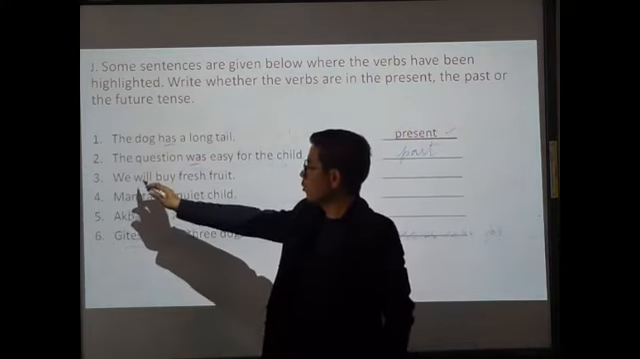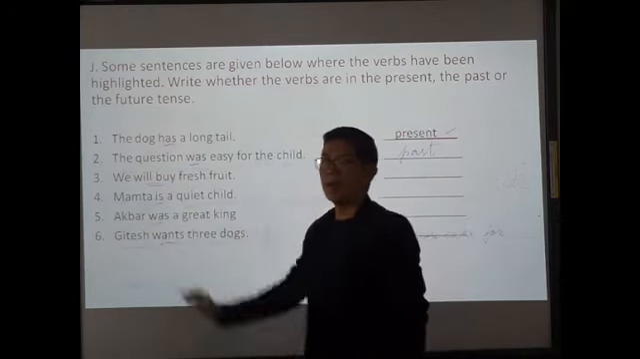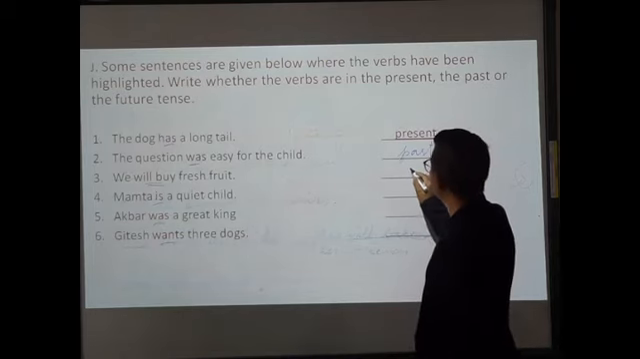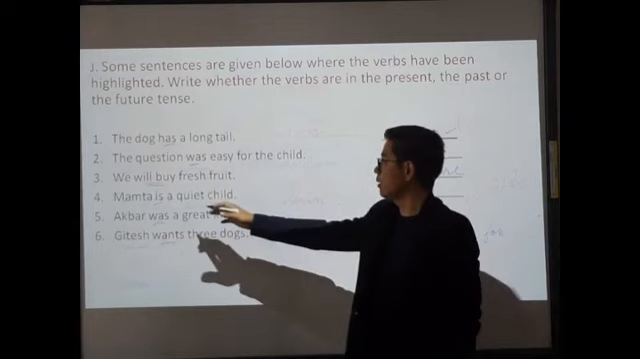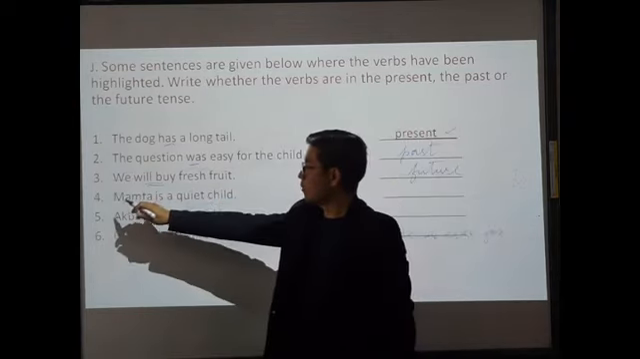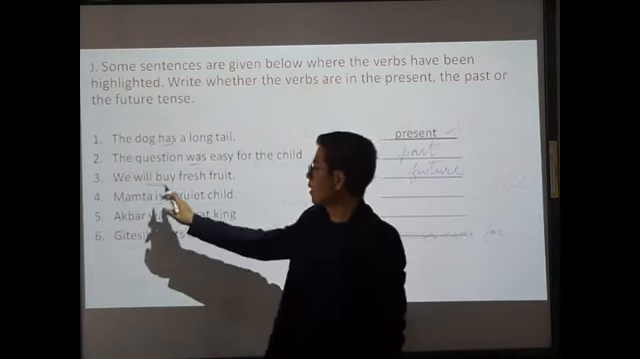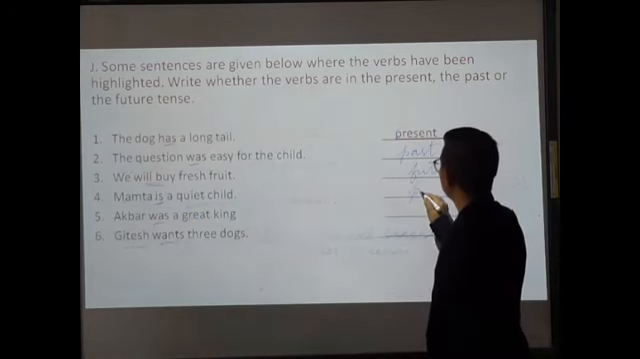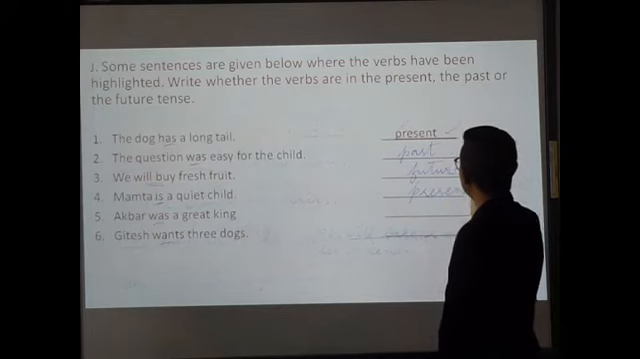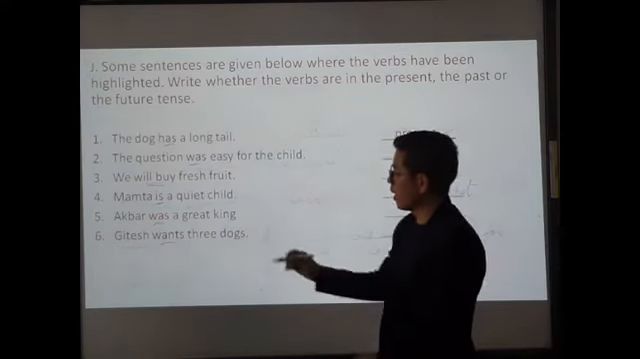Okay. We will buy fresh fruit. So will buy. Just now we have done, it's future, isn't it? Will plus verb, isn't it? So it's in future. Next, Mamta is a quiet child. Is present. Is. Okay, happening now.